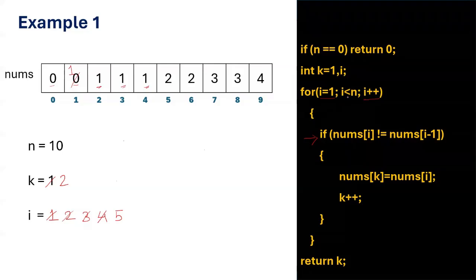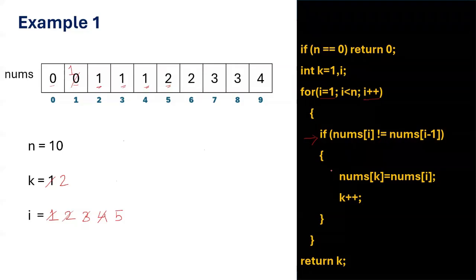5, I less than n. 5 is less than 10. Condition true. Again if condition will be checked, nums I and I minus 1. I is 5. Number at fifth position is 2 and the previous number is 1. Not equal. This condition is true.